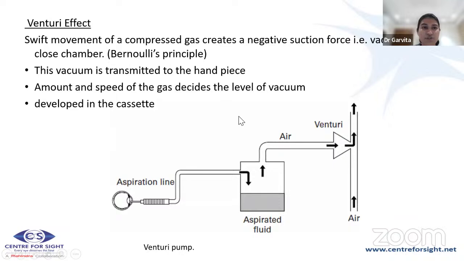Venturi. What is the Venturi effect? It is the swift movement of a compressed gas that creates a negative suction force, that is vacuum, inside a closed chamber, and it is based on Bernoulli's principle. So this is the compressed air, this is the aspirated fluid, and this is your phaco probe. So the vacuum is transmitted to the handpiece by the suction pressure caused by the compressed gas. The amount and speed of the gas will decide the level of vacuum.